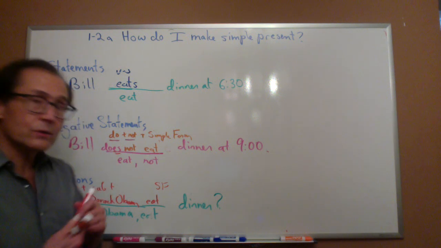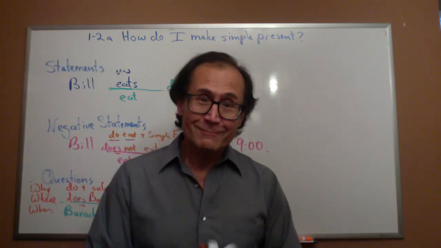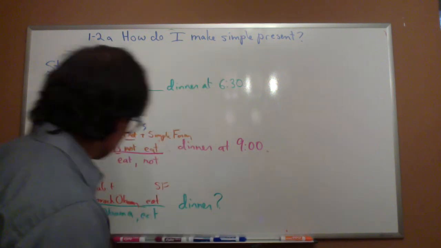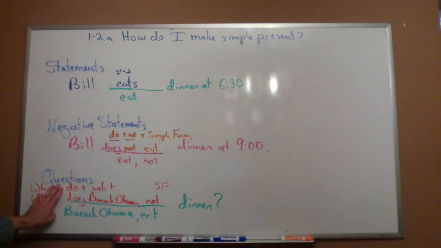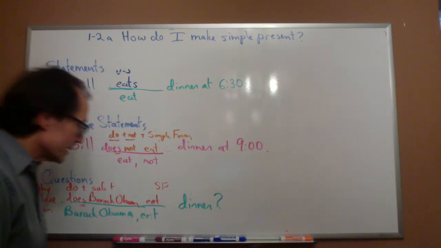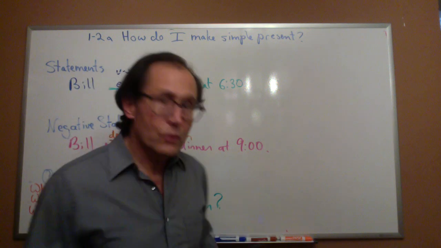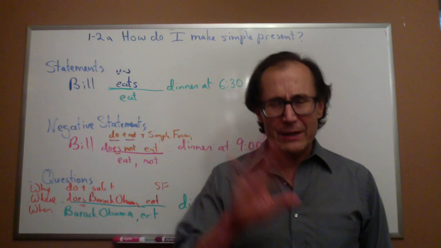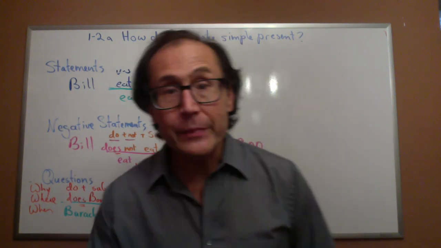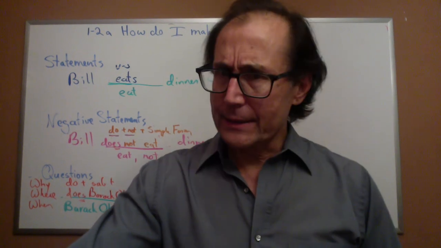Anyway, if I want to ask a yes/no question, I can just say, does Barack Obama eat dinner at 6:30? Or does Barack Obama eat dinner? If I want to ask another kind of a question, I can put a question word like why, where, when, up in the front. Some other question words that won't work here are who, what, but I think you know that. Okay. I think that's everything I want to tell you.